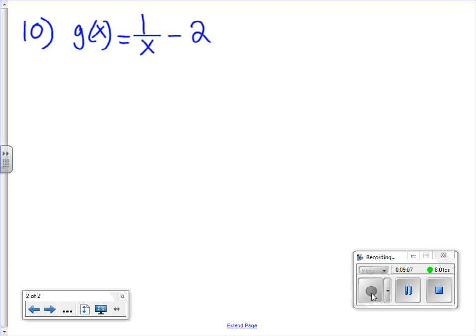And we're going to follow the steps. So step number 1, it says to replace f of x. In this case, we don't have f of x. Instead of that, we have g of x, so we're going to replace that with y.